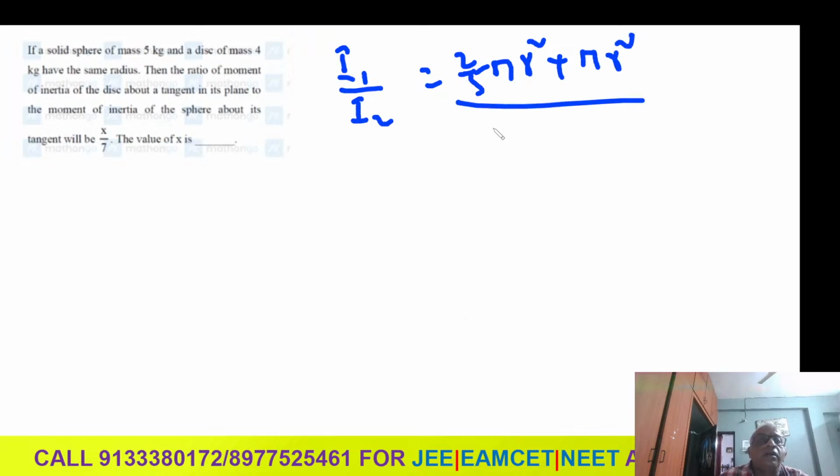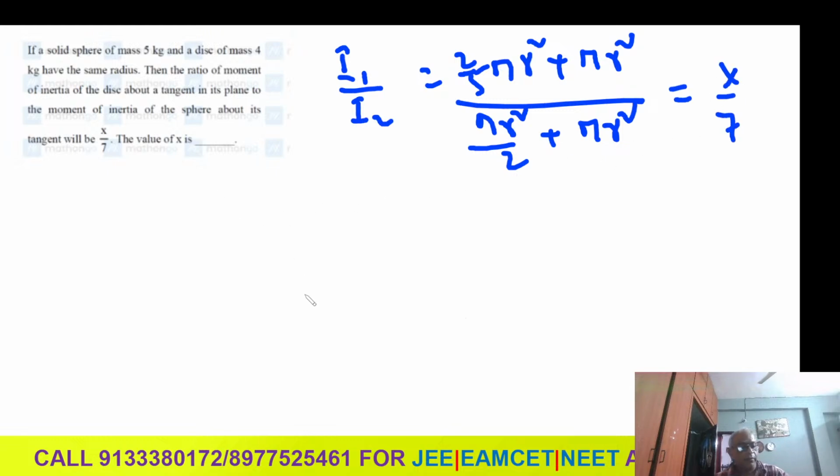I am just writing the formula, the ratio is being asked, right? First the solid sphere: 2 by 5 mr square plus mr square. Then the disc about a tangent in its plane: circular disc means mr square by 2 plus mr square will come. So this is nothing but equal to x by 7 into. What is the value of x? I think it will automatically cut.